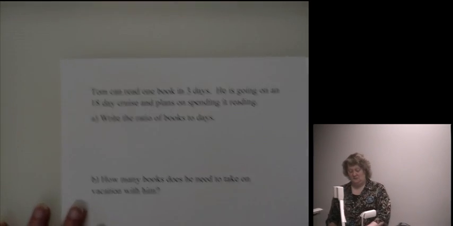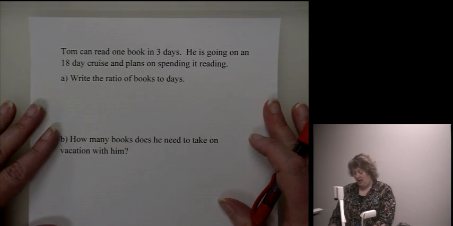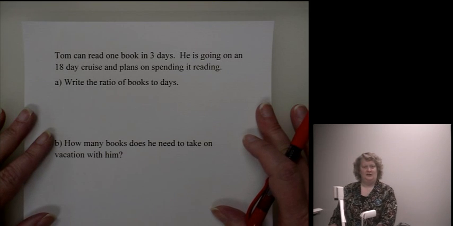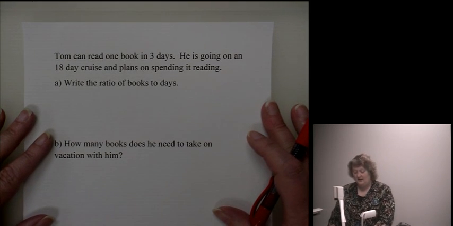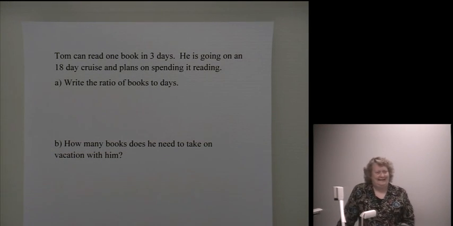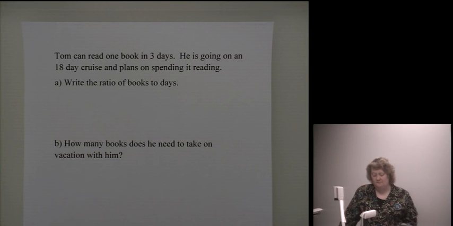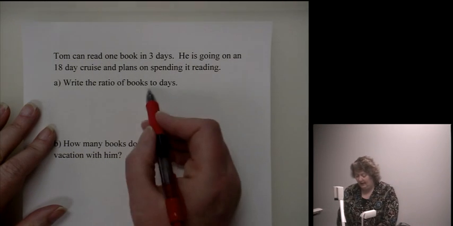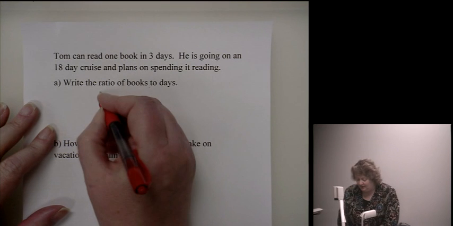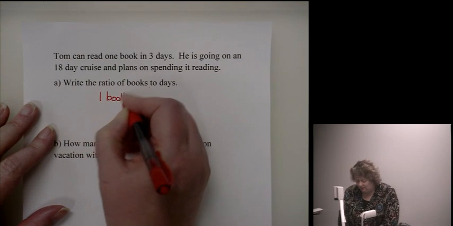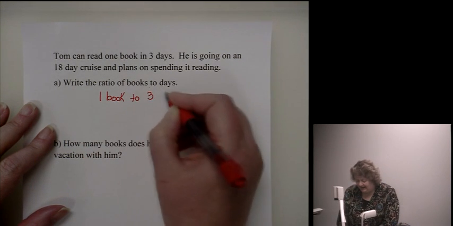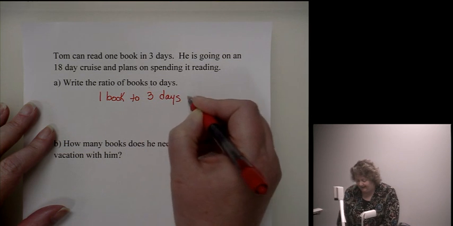Okay, let's look at the next problem. And this is about Tom. And Tom's going to go on what I would call a dream vacation. He's going on an 18-day cruise and plans on spending it reading. And we know that Tom can read 1 book in 3 days. And we want to, first of all, write the ratio of books to days. Well, how many books? 1 book to 3 days.